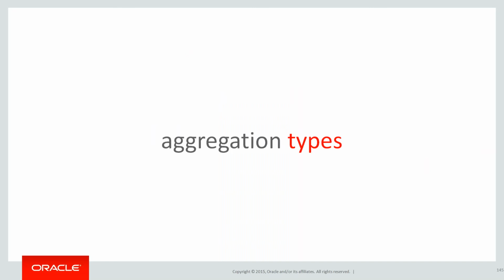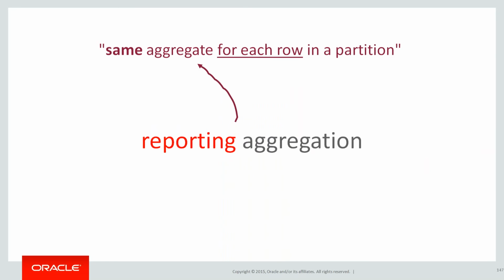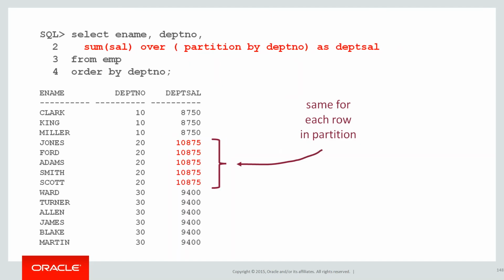Key point number two, there are actually 2 kinds of aggregation when it comes to analytics. The first is reporting aggregation, which is the same aggregate for each row in a partition. A good example is sum salary over partition by department number. You can see that I've got all 14 rows of the employee table there, but because I'm doing simply a sum partition by department number, I get the same summation for each row in the same department. So for department 10, the total salary was 8,750, independent of what row I'm currently looking at. For department 20, it was 10875, etc. I get the same information for each row in the partition.